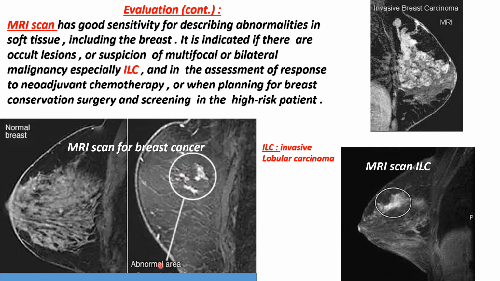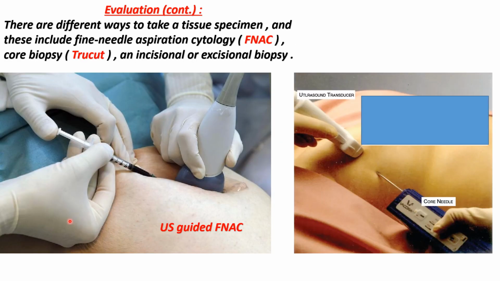We are seeing here a case of MRI scan for breast cancer. We are seeing here an abnormal area. And we are seeing here a case of invasive breast carcinoma, and a case of invasive lobular carcinoma. There are different ways to take a tissue specimen, and these include fine needle aspiration cytology, FNAC, core biopsy or trucut, and incisional or excisional biopsy.